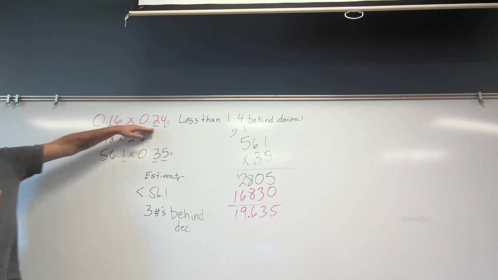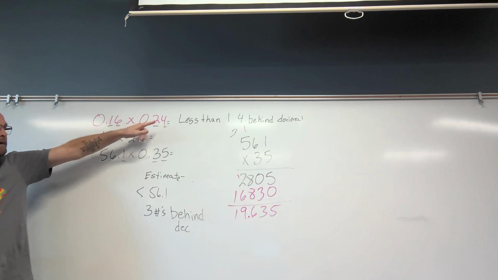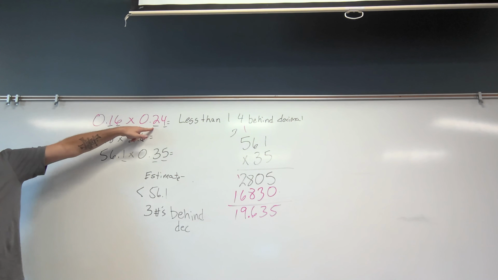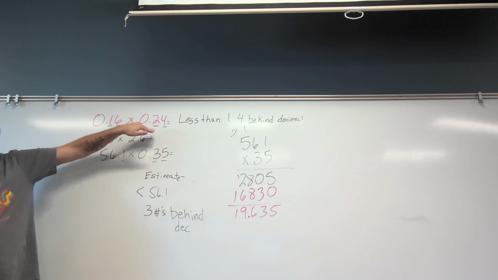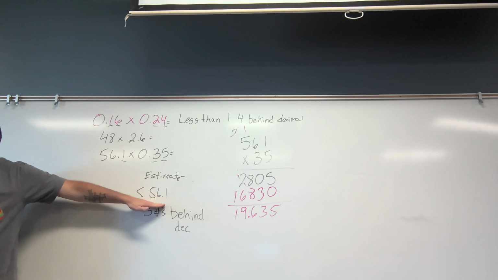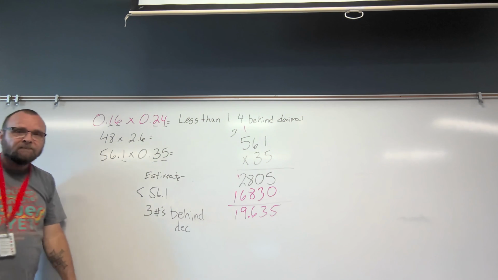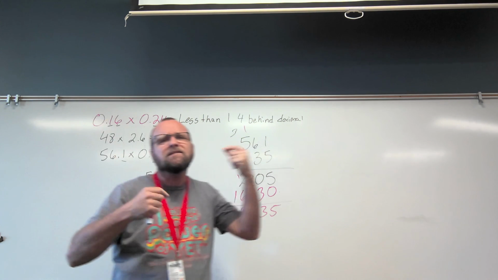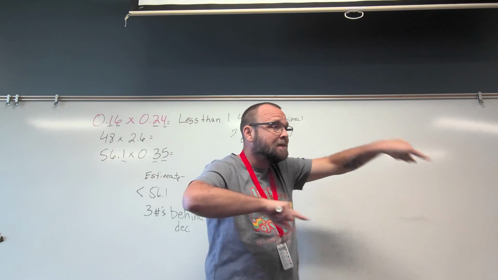Because 24 hundredths, is that less than or greater than a half? Less than a half. A half would have 5 tenths, like 50%. 5 out of 10. This is less than a half. So my number is going to be less than half of 56 and 1/10. Okay? Think through all of these things. Watch the next 2 videos for the next 6 answers.